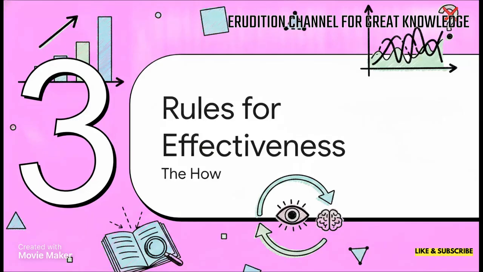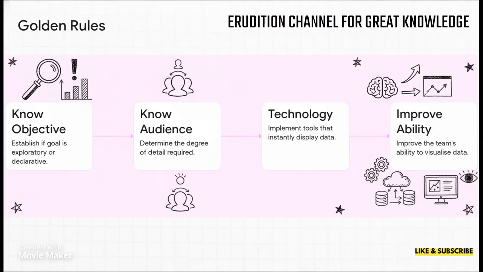Now for Section 3, Rules for Effective Visualization, the how. To really nail this, Sutapa needs to stick to 4 golden rules. Step 1, know the objective. Is she just declaring last quarter's revenue, or is she exploring if a marketing spend actually caused a sales spike?